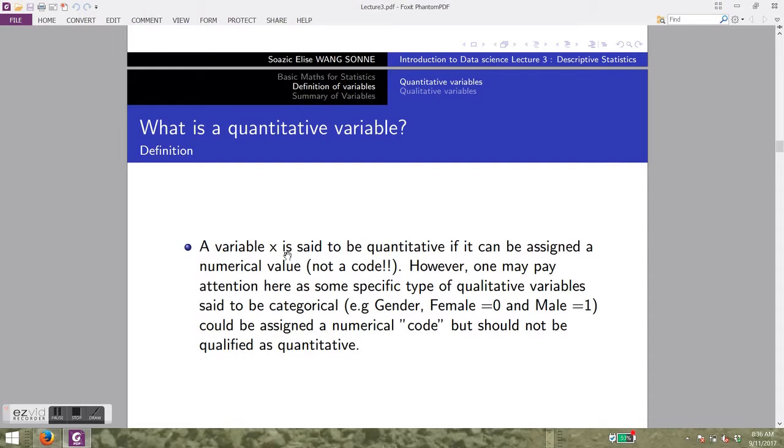So a variable X is said to be quantitative if it can be assigned a numerical value. And here I want to emphasize the fact that a numerical value is not a code. One may pay attention to the fact that there are some variables that are qualitative, especially the categorical type of qualitative variable like gender, for instance, which can be assigned numerical code but should not be qualified as quantitative. So here I will further explain what we mean by numerical value and what we mean by a code.